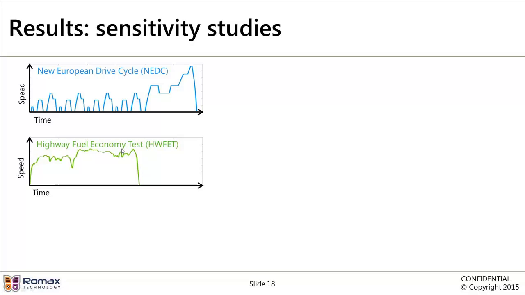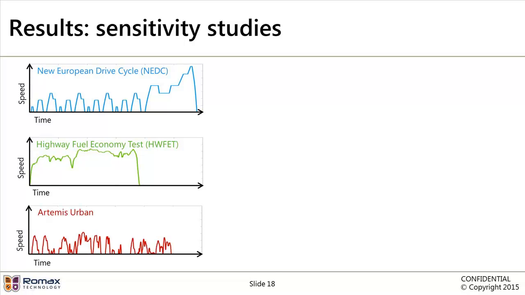The second cycle is called Highway Fuel Economy Test. It is part of the US legislative cycle and represents driving on a motorway, so quite high speed, not accelerating or decelerating very much, not stopping and starting. We also looked at an urban drive cycle. As you can see, this is lower speed and a very starty-stoppy, higher accelerations and decelerations.